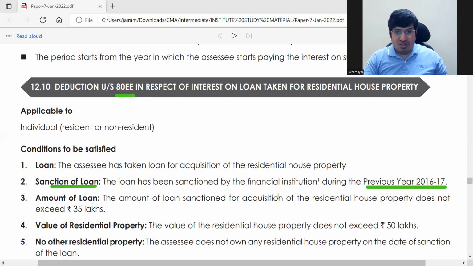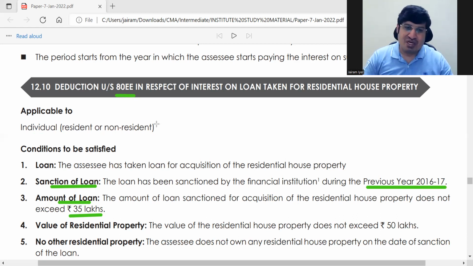Then there are two conditions. Amount of loan up to 35 lakhs. This is not for very rich assessees. It is for assessees at a little lower level as far as income is concerned. So the amount of loan is up to 35 lakhs and the value of residential property should be up to 50 lakhs. Only up to this much. If either increases, if the loan becomes more than 35 or the property more than 50, then this section will not apply.